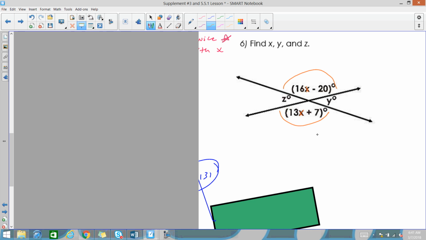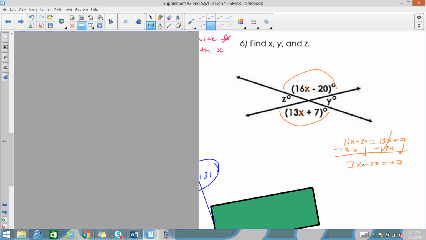So what we're going to do is say, all right, 16x minus 20 equals 13x plus 7. And that's how you start off your problem. That's how we're going to solve for the value of x, which will then help us find the variables z and y. So now that the variables are on opposite sides of the equal sign, we're going to move the smaller variable. So we'll subtract 13x, which will combine our variables: 16x minus 13x is 3x. And we're just going to bring everything else down. Minus 20 equals, bring down this, plus 7.